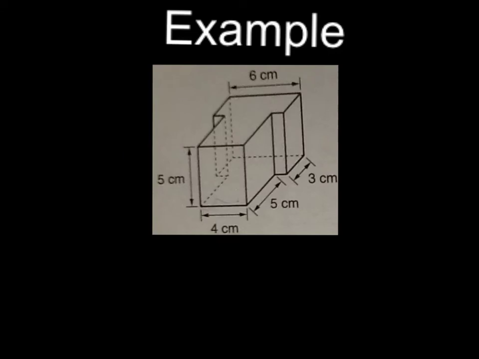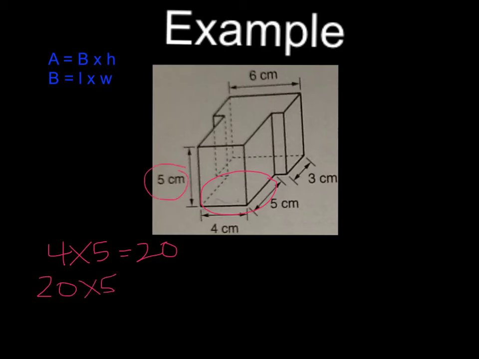Let's try one more example just for practice. This figure is unique. I am going to have to find the volume of 2 separate rectangular prisms and add the volumes together in order to find the total volume for this shape. One rectangular prism is found here, and one rectangular prism is found here in the back. First, I need to find the area of the base of this figure. 4 times 5 equals 20. I'm going to take 20 and multiply it by 5 because that is the height of this rectangular prism. 20 times 5 is 100, so the volume for this part is 100 centimeters cubed.